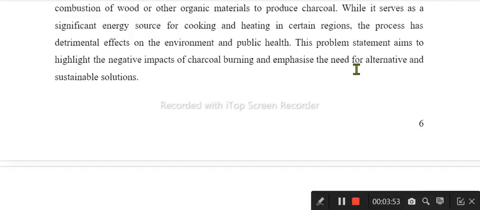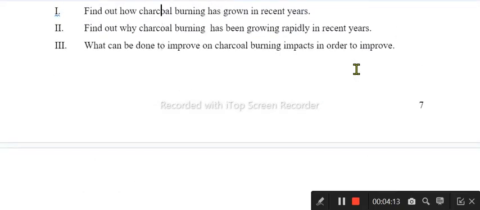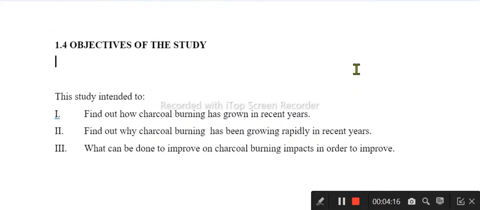We were talking about the problem statement. The problem statement, be sure to check out my other video where I explain what the problem statement is. But this is the problem statement on the sample which I'm providing right now. Then we go to the objectives of study. These are the objectives of study on the sample for charcoal burning.